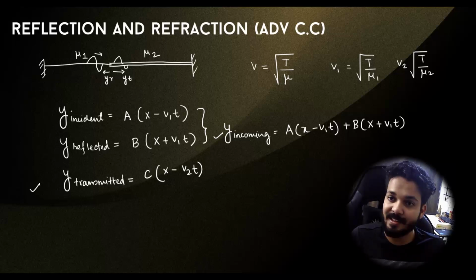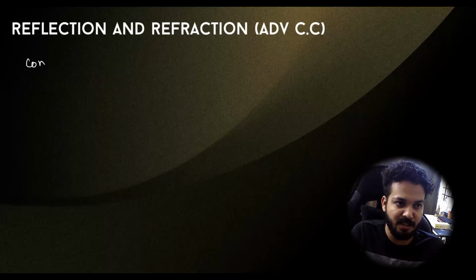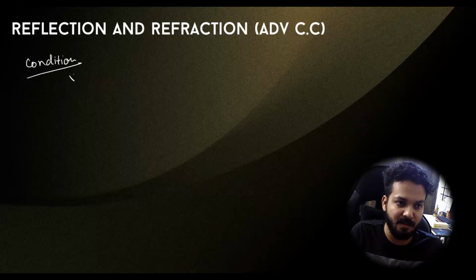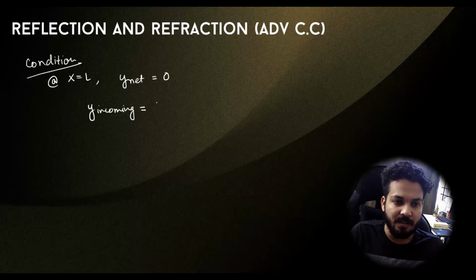So let us apply the two conditions that we talked about in the simulation. The first condition that we are going to apply is the fact that the net displacement at x equals L. So let me write this down. At x equals L, the net displacement is equal to 0. So that means the incoming wave should be equal to the transmitted wave. Okay, so this is something that we need to do, mathematically speaking.